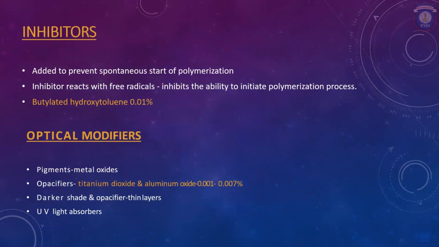The inhibitors include butylated hydroxytoluene. It is added to prevent a spontaneous start of polymerization. The optical modifiers are metal oxides and opacifiers like titanium oxide and aluminum oxide. It has darker shade and opacifiers in thin layers.